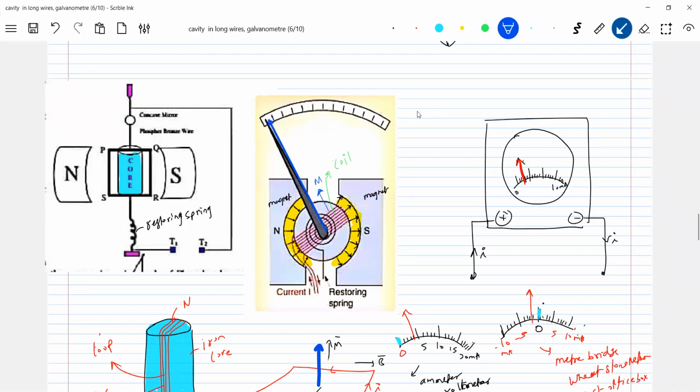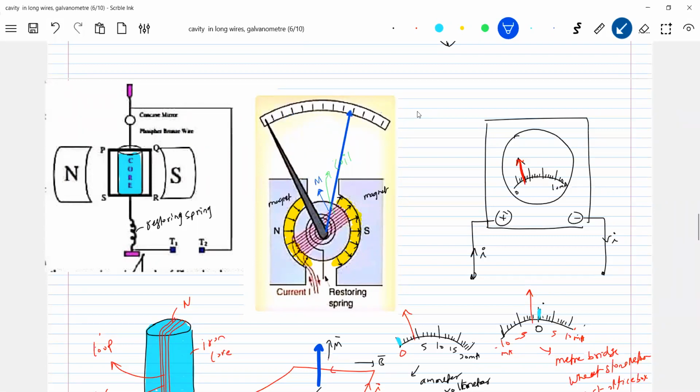So initially, when you pass a current, the spring is undeformed. Then torque due to dipole moment will act. As it starts rotating, the torque in the spring will continuously increase. Then the angular acceleration continuously decreases. And finally the pointer will come to rest. This all happens in a fraction of a second.